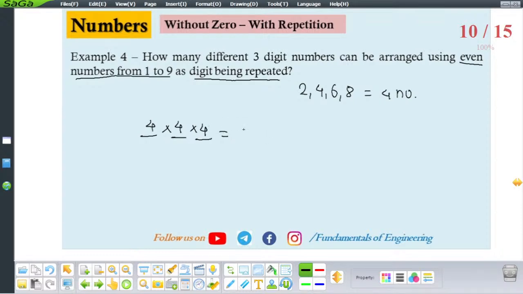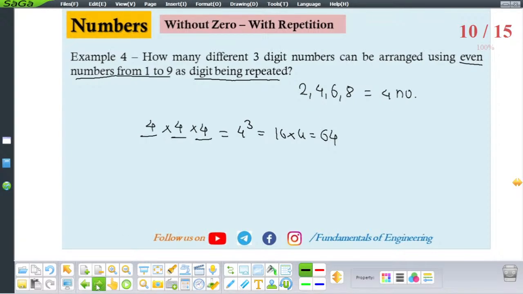What are we getting? 4 raised to 3, or we can write 4 into 4, 16, into 4. That is 64. So these are very simple questions that are asked in the GATE exam or other technical and non-technical exams. So you have to remember the tricks, you have to understand the concept, and based on that you can find out the answers. Hope you are getting this.